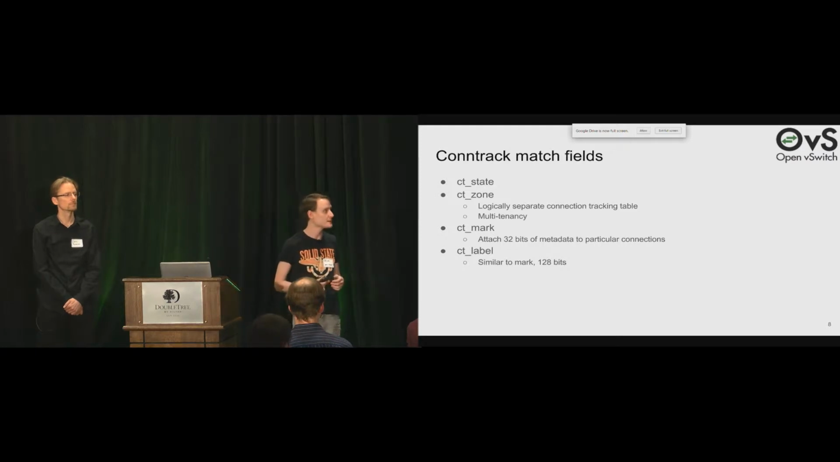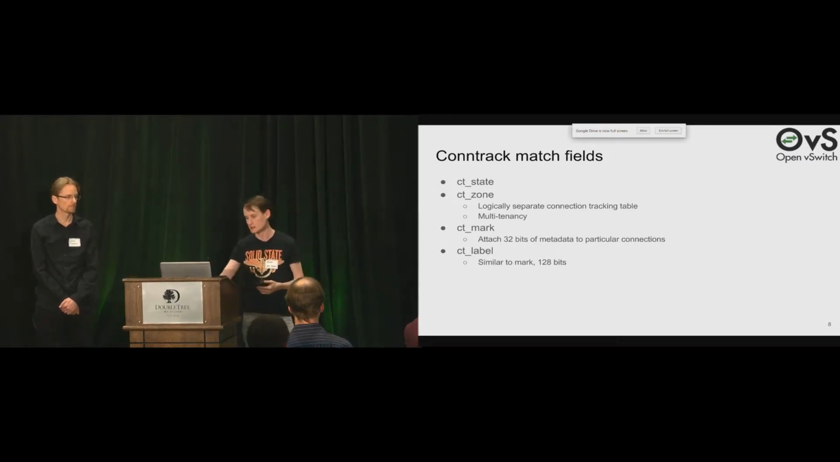The CT mark and label are metadata fields in which you can store arbitrary bits of information, 32 bits in the case of a mark, or 128 bits in the case of the label. And there are various use cases for this. One of them was shown off in Frank's talk about DPI, where he would classify particular traffic through the DPI engine and then modify that connection's mark to, say, have an SSH bit set. And then you could steer that traffic differently based on that particular mark. And the same can apply for a label.